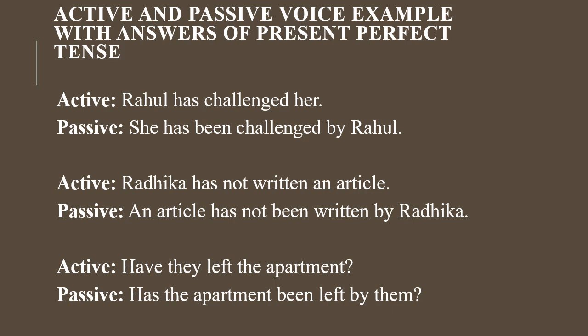Then these are examples for the present perfect tense. Rahul has challenged her. So now the passive voice sentence will read as she has been challenged by Rahul. Radhika has not written an article. An article has not been written by Radhika. Have they left the apartment? Has the apartment been left by them?